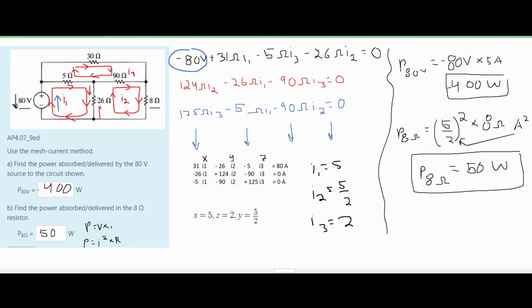That's super important because if our power is positive, that means it's being absorbed, like for part B. If it's delivered, that means we're going to have a negative. So that's super important to look out for. And that is how you do this problem.